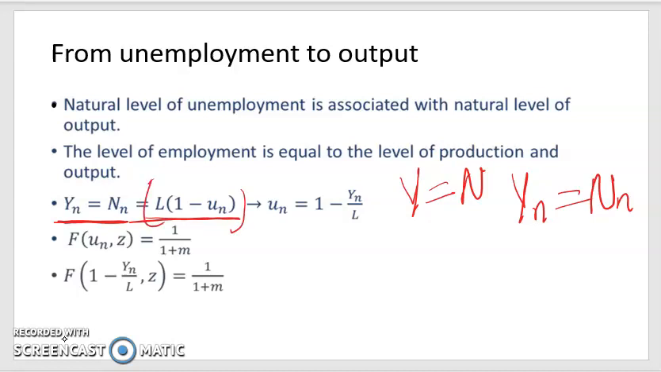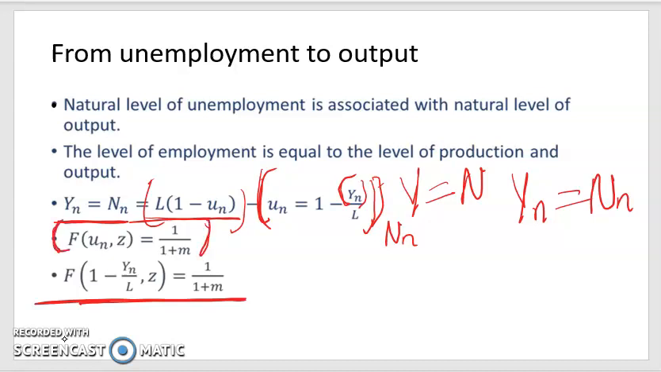Since we're more interested in moving from the natural level of unemployment to the natural level of output, we can use the natural level of employment equation, but using output instead of N, which is employment. Using this relation and the equilibrium equation, the natural level of output satisfies the following equation, right here. This relationship between output, employment, and unemployment, as well as the equilibrium in the labor market, gives us this equation.